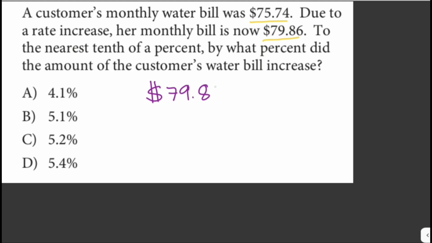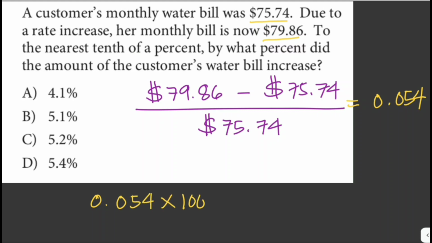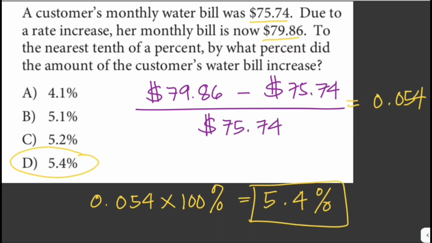So that is $79.86 minus $75.74, divided by 75.74, and this is just equal to 0.054. And now we can multiply 0.054 by 100% to get the percentage. So this is just equal to 5.4%. So our answer here is letter D.